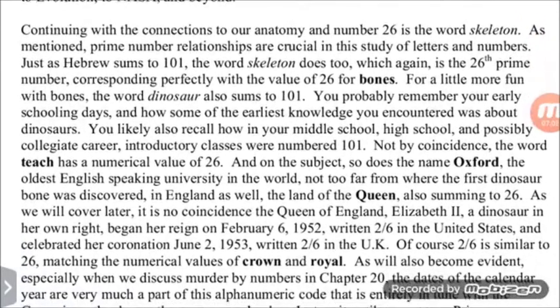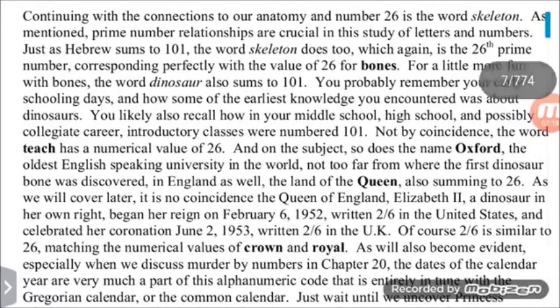Continuing with the connections to our anatomy, and number 26 is the word skeleton. As mentioned, prime number relationships are crucial in this study of letters and numbers. Just as Hebrew sums to 101, the word skeleton does too, which again is the 26th prime number, corresponding perfectly with the value of 26 for bones. For a little more fun with bones, the word dinosaur also sums to 101.